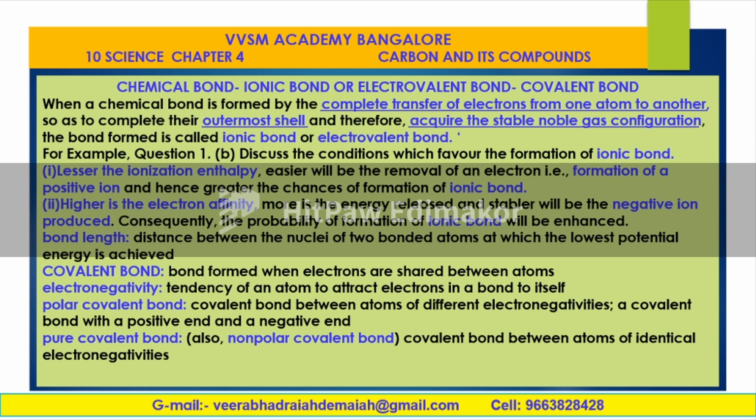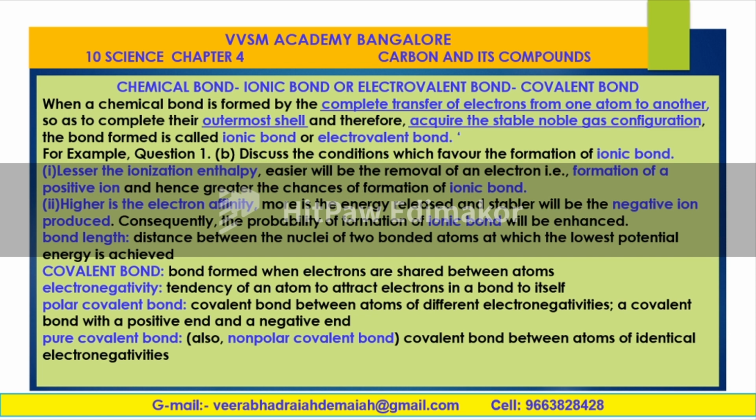For example, question number 1: discuss the conditions which favor the formation of an ionic bond. The lesser the ionization enthalpy, the easier the removal of an electron and formation of a positive ion, and hence the greater the chances of formation of an ionic bond. Higher is the electron affinity, the more energy is released and the stabler the negative ion produced. Consequently, the probability of formation of an ionic bond is enhanced. And also the bond length between the two particles.